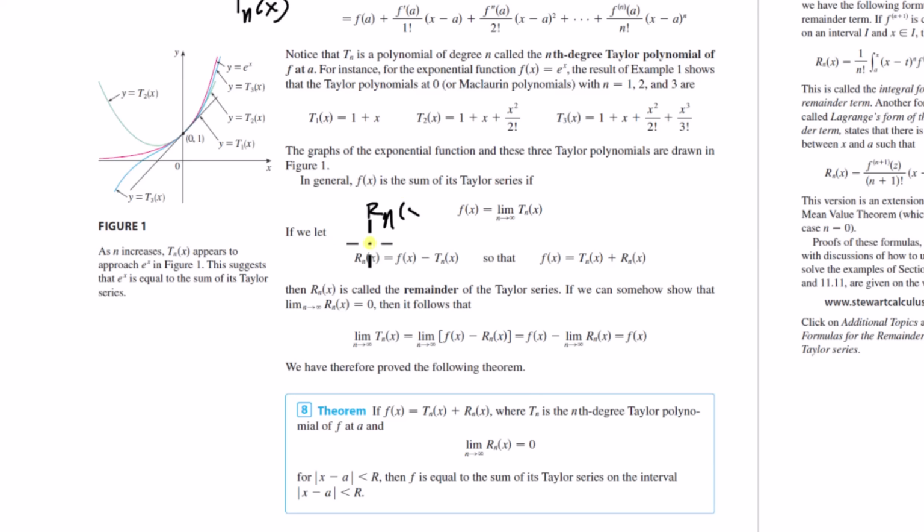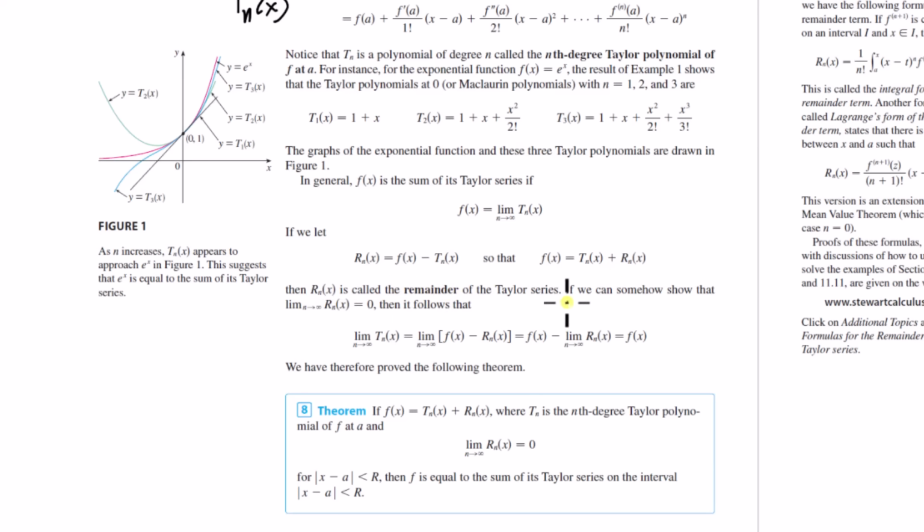Okay, so R sub n of x is, if this is true, you take the function evaluated at that x and you subtract the T sub n at that same x. That's the definition of R sub n. Now they add T sub n to both sides, and f of x is equal to the T sub n of x plus R sub n of x. All this makes sense. R sub n of x is called the remainder of the Taylor series.